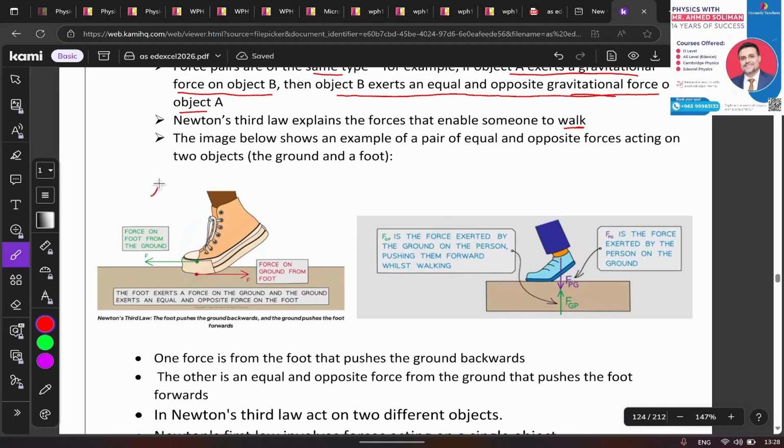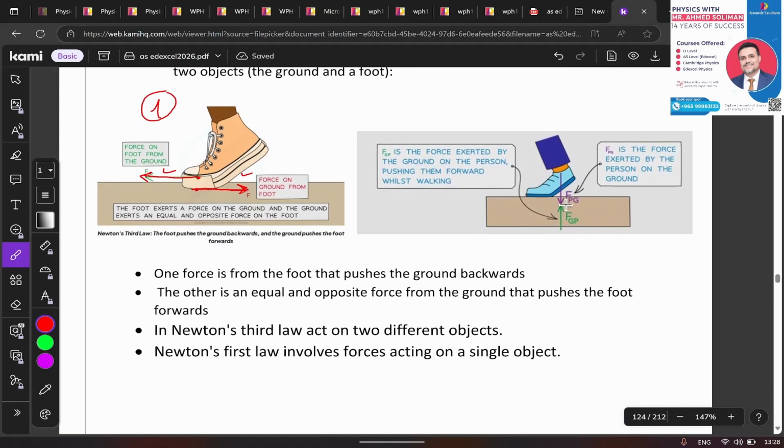So, for example, in image 1, if you push the surface backward, the surface will also push you forward. So we have a push force and a push force, the same type, in the opposite direction and the same size. One force affects the surface, the second force affects the foot. Any question until now?